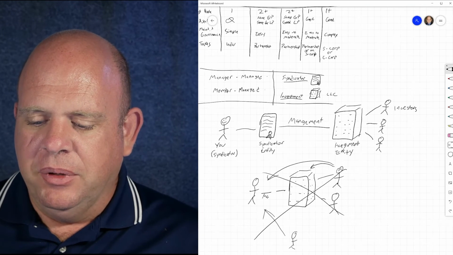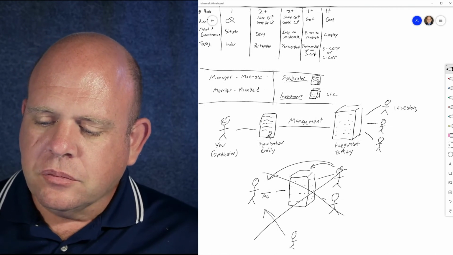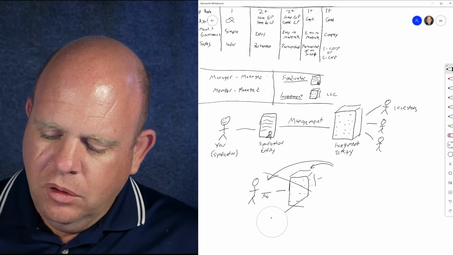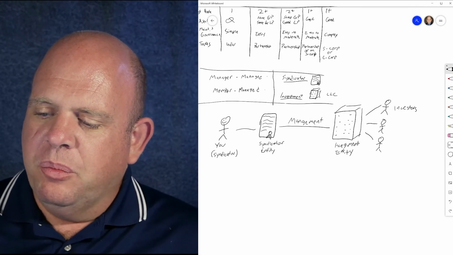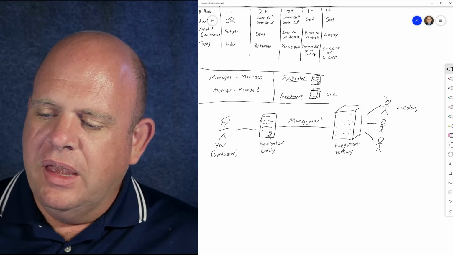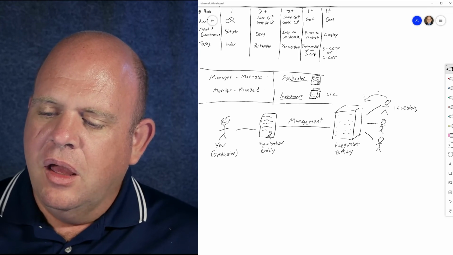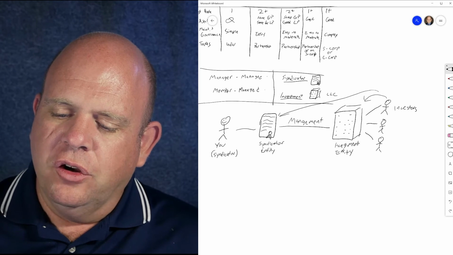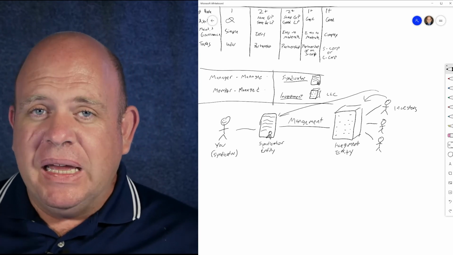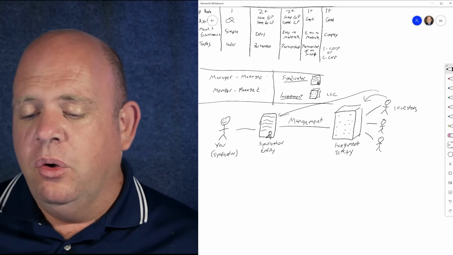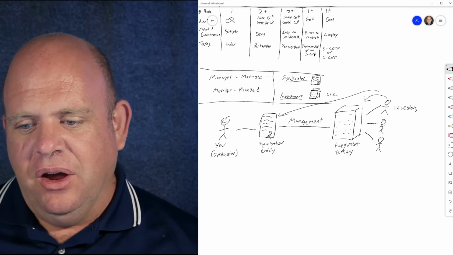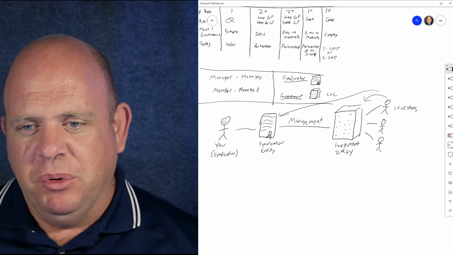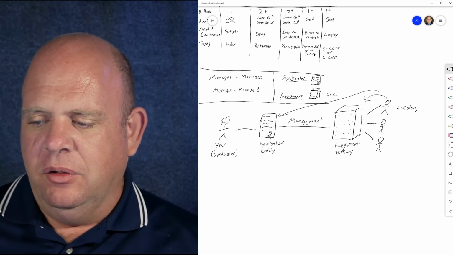So let's go back up here. Erase this. Here, if there's a problem on the entity, well, they can sue the entity and they can sue the manager, but they can't sue the manager of the manager. So that's why you have that syndicator entity there to act as a buffer between you and your investors.